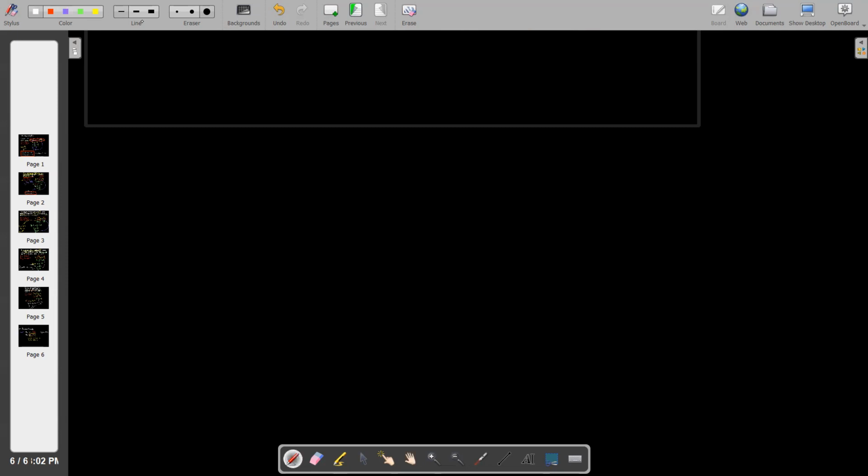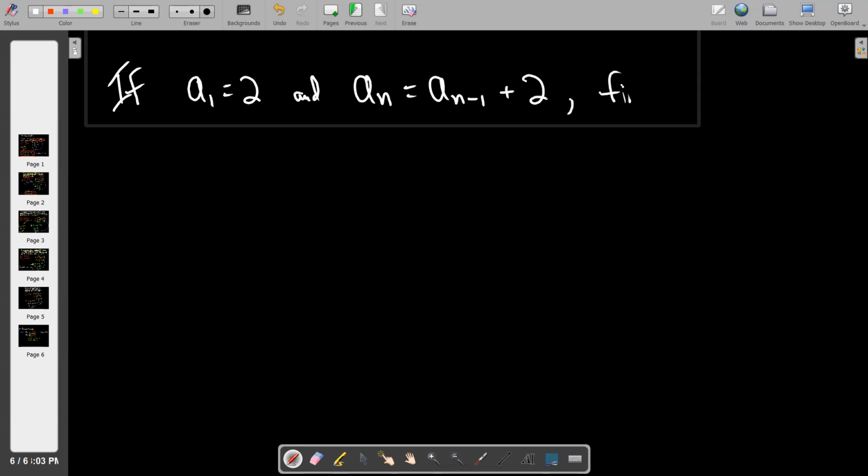So here are some examples I conjured up for you. And this should feel nice and relaxing. So if a sub 1 equals 2, and a sub n equals a sub n minus 1 plus 2, find a sub 6. Some of you are going to look at that and say, liar, you said this was going to be easy. It is. You just got to get past all the language barriers. So I'll let you get that written down, and then I'll show you how easy it actually is.